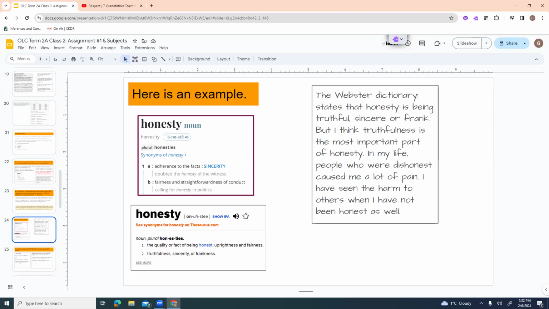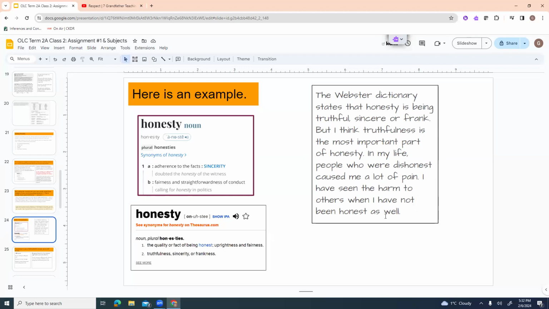So I said, the Webster Dictionary states that honesty is being truthful, sincere, or frank. So now that's not plagiarism because I told you I got it from somewhere else. But I think truthfulness is the most important part of honesty. In my life, people who were dishonest caused me a lot of pain. I have seen the harm to others when I have not been honest as well. So that's kind of an example of what I'm looking for.